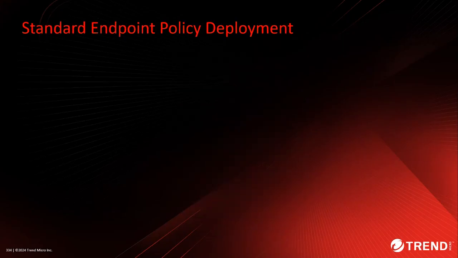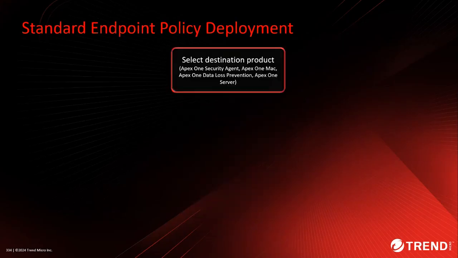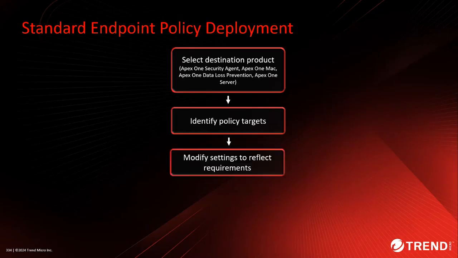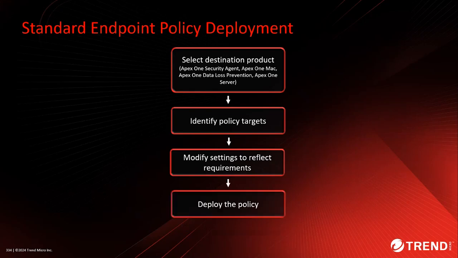So to deploy a policy to a standard endpoint, first thing we need to do is to select a destination product. So it can be an Apex One security agent, Apex One Mac, Apex One data loss prevention, Apex One server. So next is identify the target endpoints to receive the policy settings. And the third step is to modify the settings of the policy to match your security requirements. And finally, you're now going to deploy the policy.